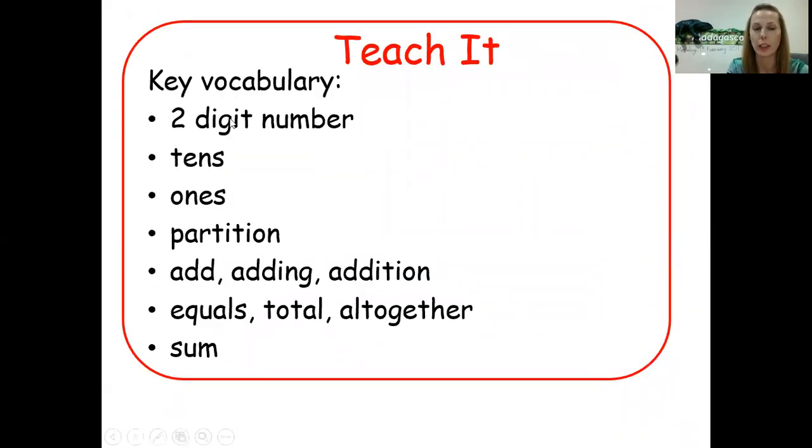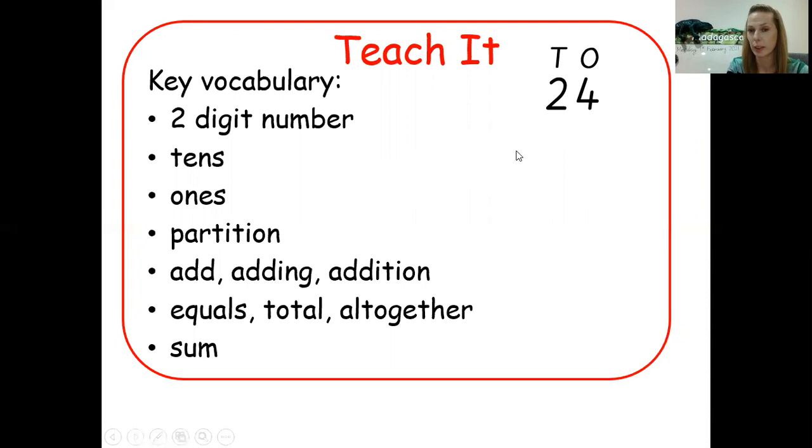Here's our key vocabulary. So we've got 2-digit number. That's just a number that is made up of 2 numbers, so like 24. Tens, so when you have a 2-digit number, the first digit is the tens. Ones, when you have any number, the last digit is always the ones, okay? So that's the tens and the ones. Ones sounds like it starts with a w, but actually the word starts with an o. That's why we've got an o to represent the word ones.